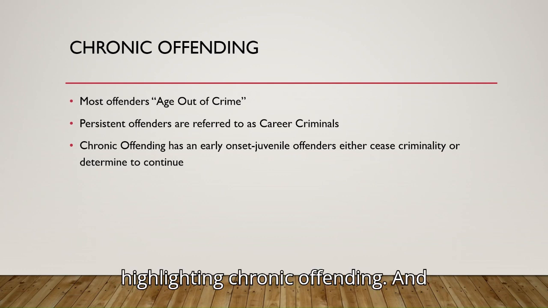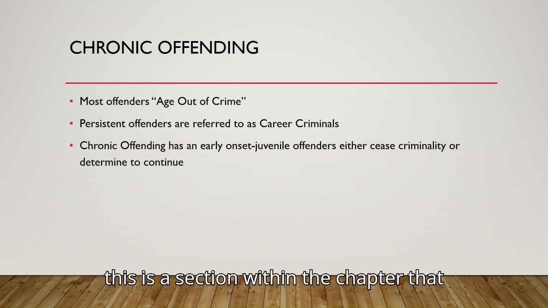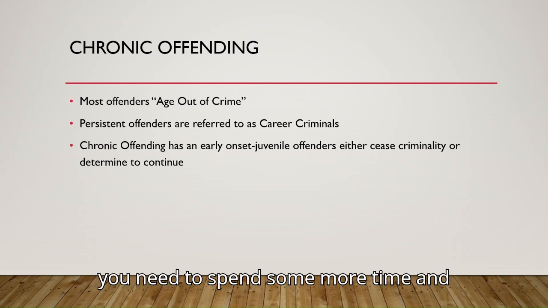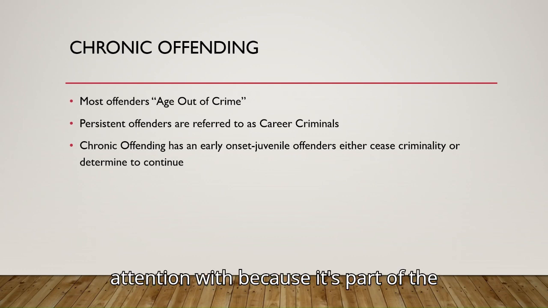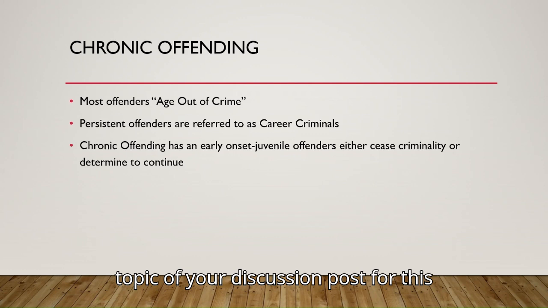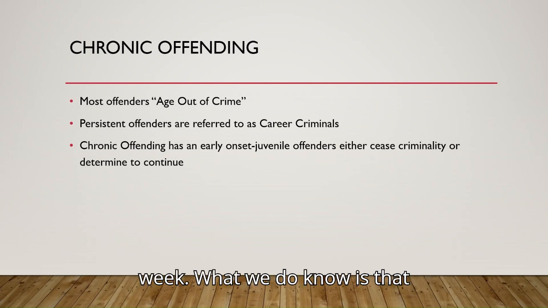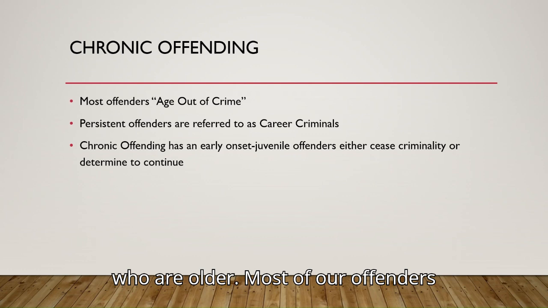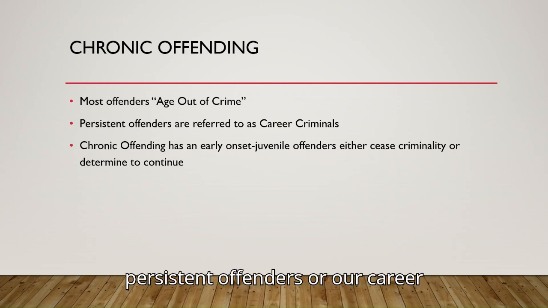Highlighting chronic offending, and this is a section within the chapter that you need to spend some more time and attention with because it's part of the topic of your discussion post for this week. What we do know is that crime is typically an act of the youthful, not an act of those who are older. Most of our offenders age out of crime at some point. Our persistent offenders or our career criminals, however, choose not to.